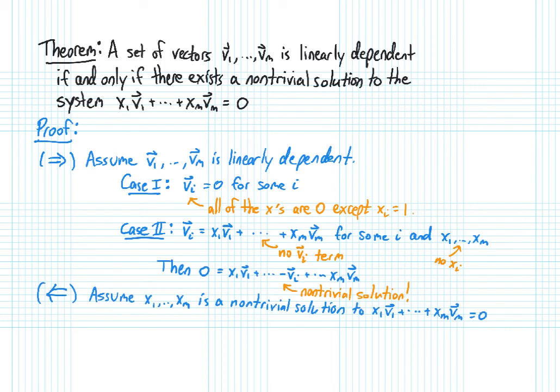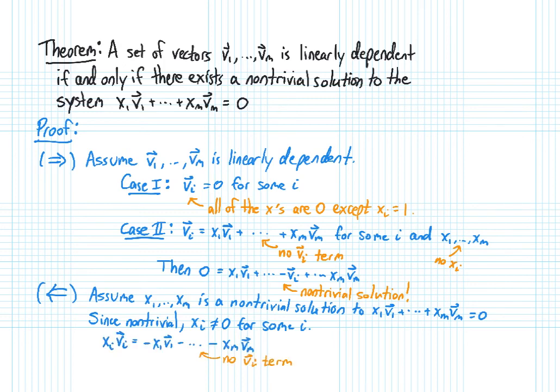So now let's do the other direction of the proof. We assume that x1 to xm is a non-trivial solution to this system. Being non-trivial means that at least one of the xi's is not equal to 0. So let's pick out one of these non-zero coefficients. Then we can move all of the other terms to the other side of the equation. And then because the xi is a non-zero number, we can divide by it on both sides. And this gives us an equation that expresses vi as a linear combination of the other vectors. And that is exactly one of the conditions that tells us that the vectors are linearly dependent. And so that's it. That completes the proof.